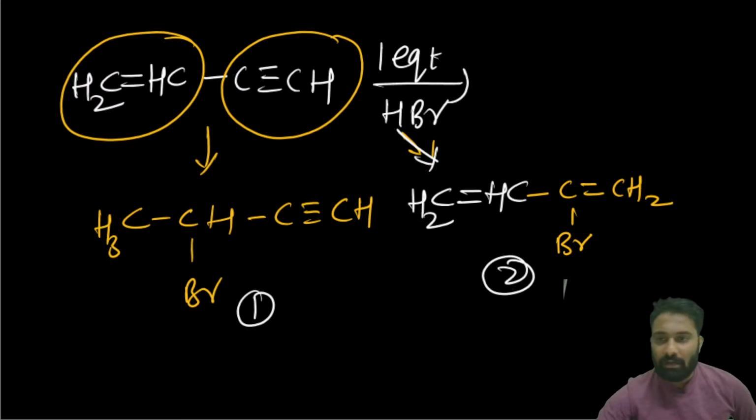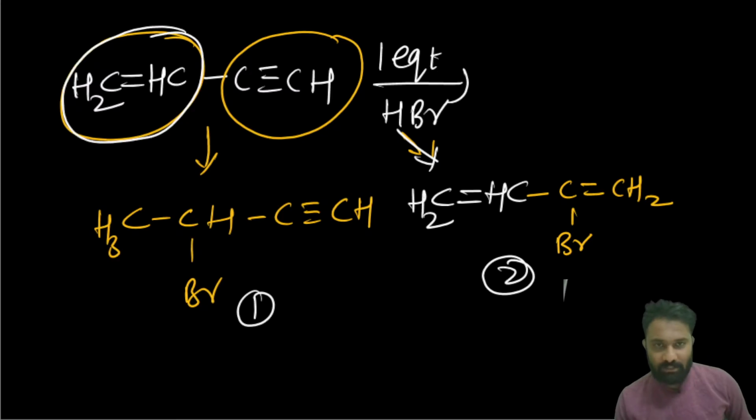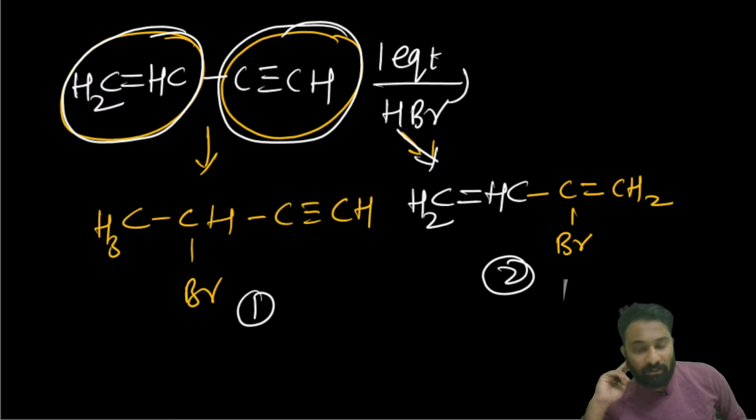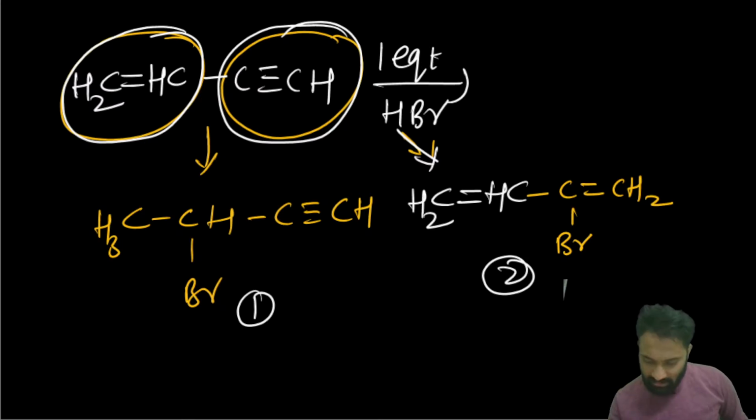Clear? 2 is major. But just now I said it should be attacked at the alkene first. Why are you saying that when HBr is attacked at the alkyne, it is stable? Why are you saying that 2 is major?